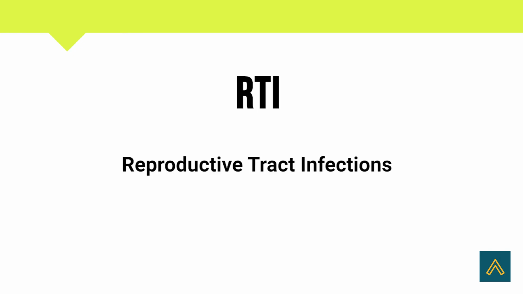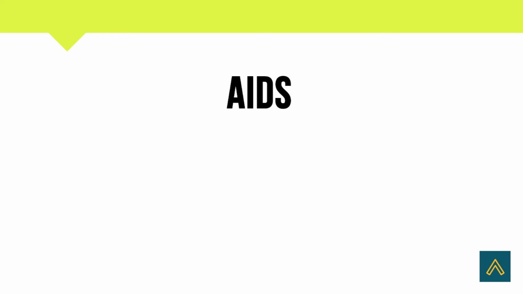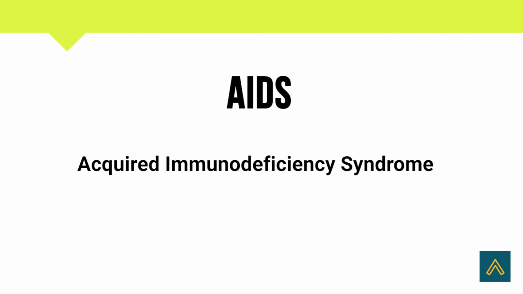VD. The full form of VD is Venereal Diseases. RTI. The full form of RTI is Reproductive Tract Infections. HIV. The full form of HIV is Human Immunodeficiency Virus. AIDS. The full form of AIDS is Acquired Immunodeficiency Syndrome.